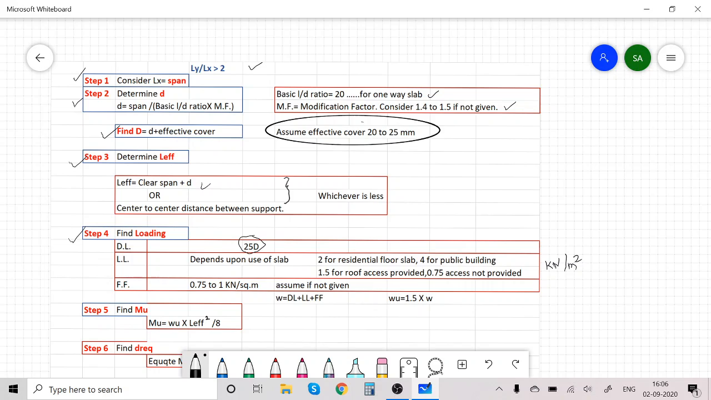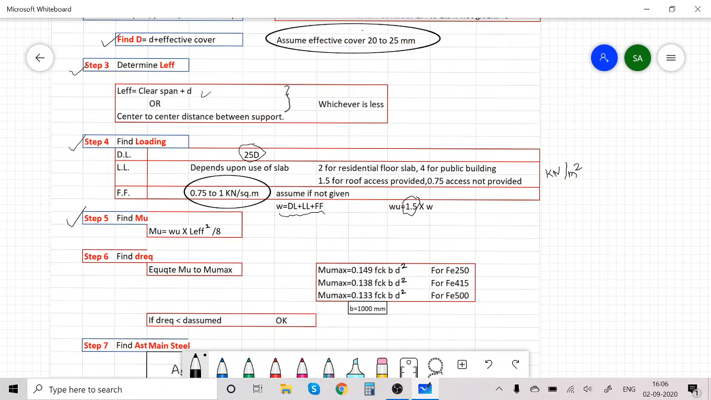Then the floor finish load, if it is not given in the numerical, you can assume it as 0.75 to 1 kilonewton per meter square. Then add all these dead load, live load and floor finish load to get the total W, UDL, and then multiply it by the partial safety factor for the load, 1.5. So factored UDL is equal to 1.5 into W working load. Then in step number 5, find the ultimate moment or factored moment. It is equal to Wu L effective square by 8.